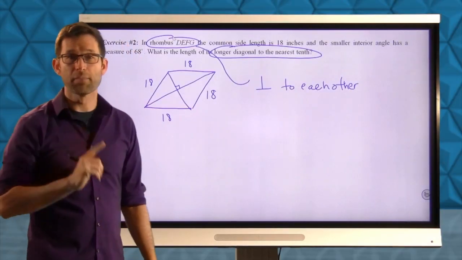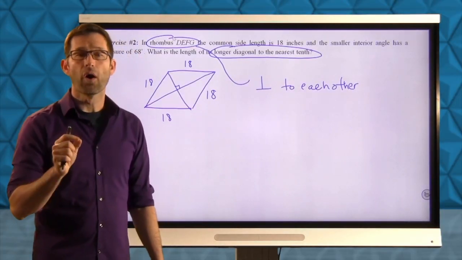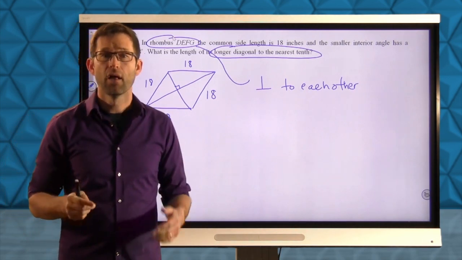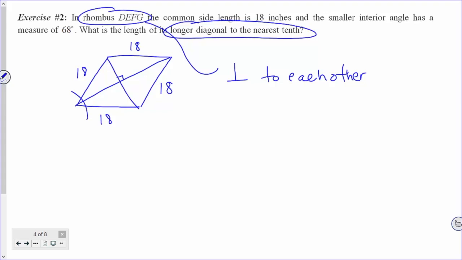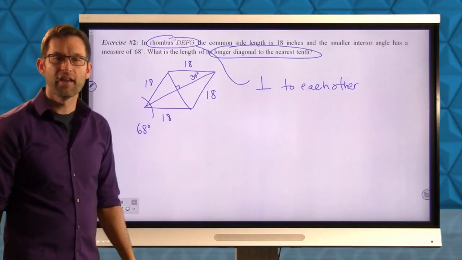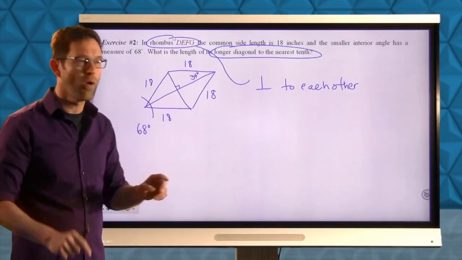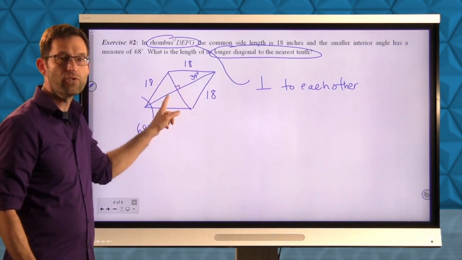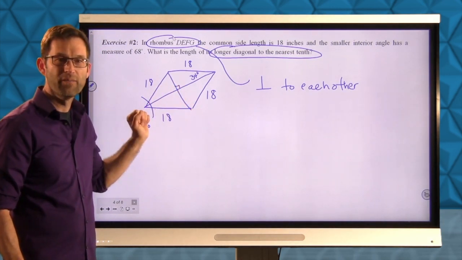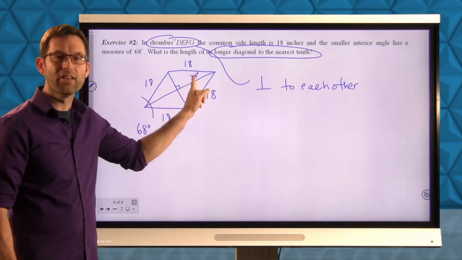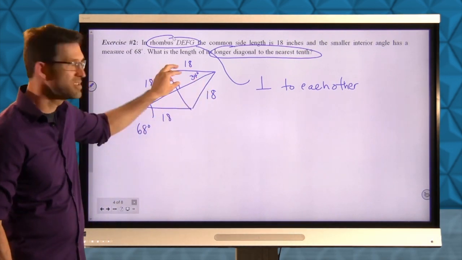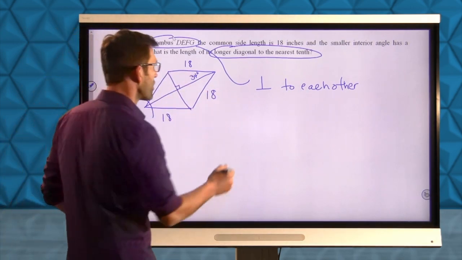But there's something else about the diagonals of a rhombus. They also bisect those angles. So remember, we were told that this entire angle was 68 degrees. That means this must be 34 degrees. Now this is really cool, because now I have 4 identical right triangles, all right? I know their hypotenuses are 18, and I know this angle is 34. I'm going to actually take this little right triangle and bring it out here.